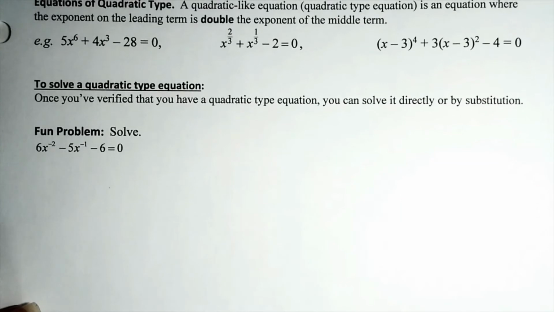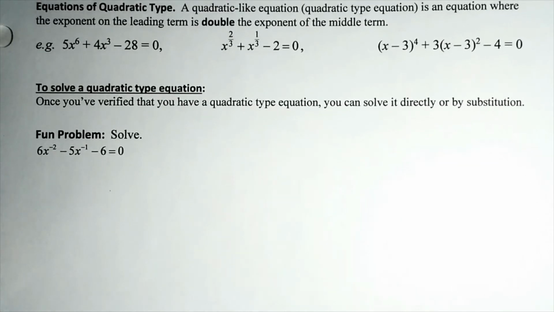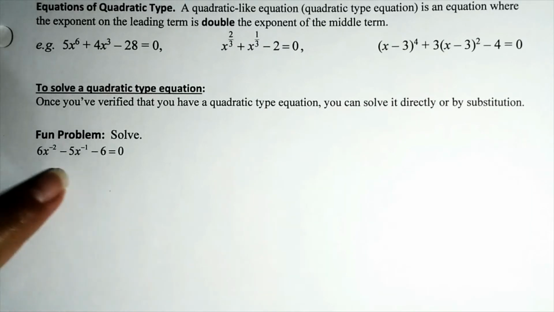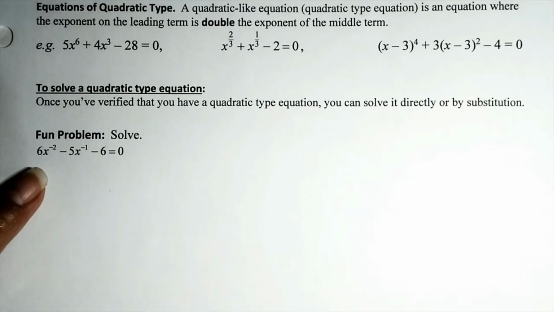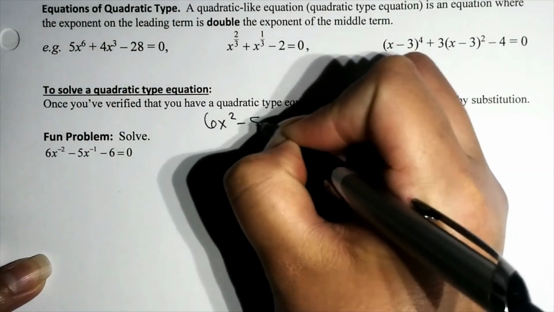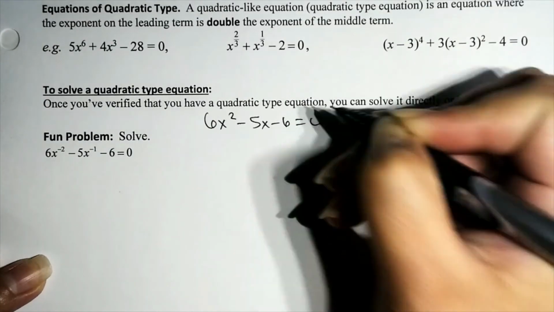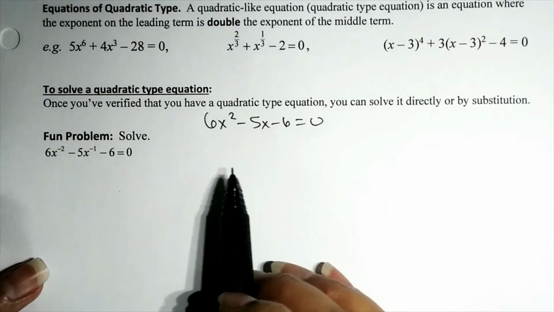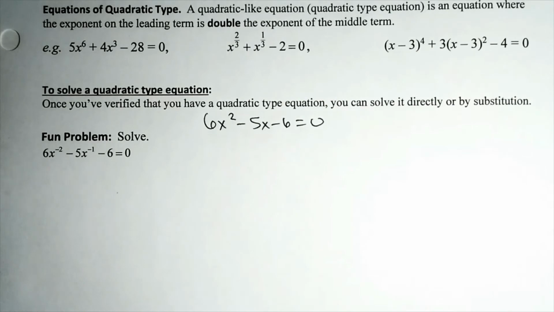So again, original game plan was to solve it directly and by substitution, but I made the executive decision just to solve it directly. So this is not a quadratic equation because it's not a degree 2 equation. But if it was like this, then we'd be like, oh yeah, degree 2 equation. Let's do it. We solve it.